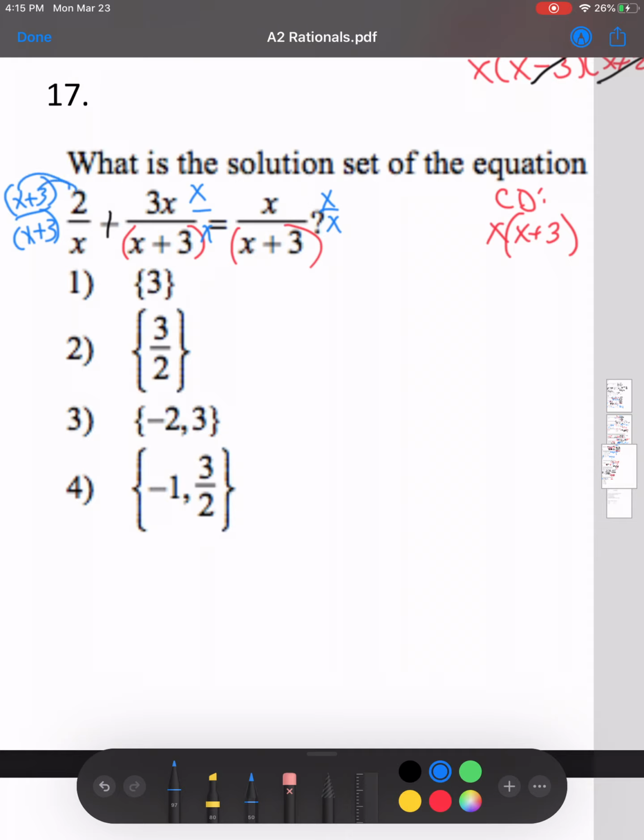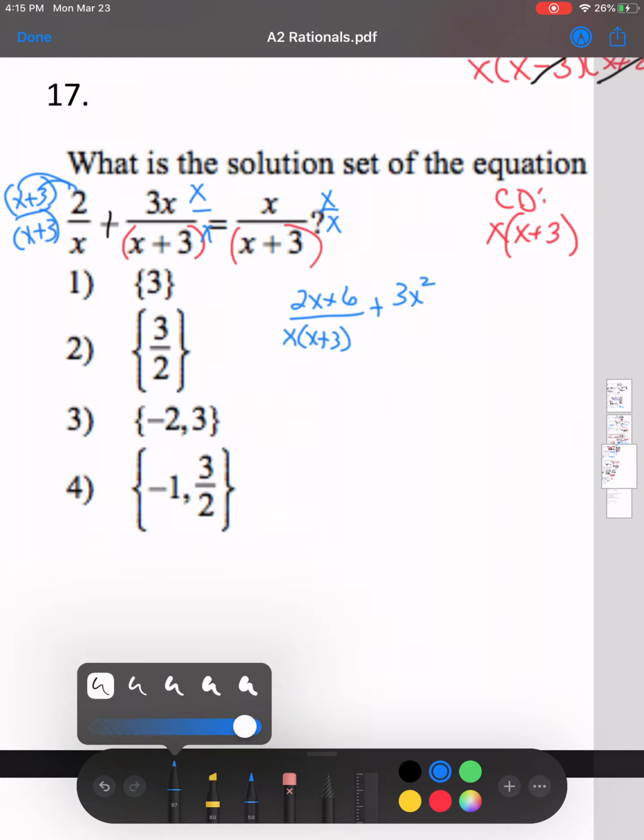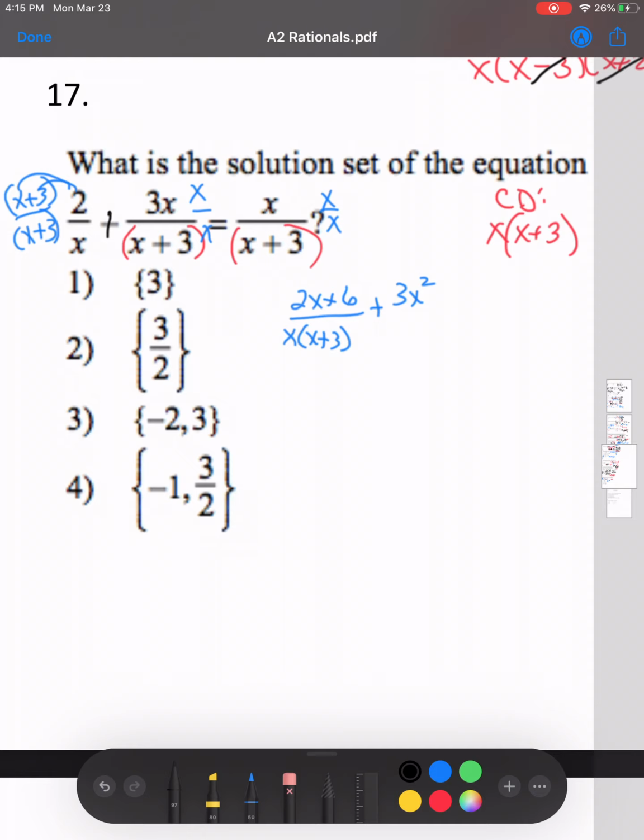Distribute the 2, so we get 2x plus 6 over our common denominator. Then we get 3x squared. Uh-oh, is that a minus sign that I forgot to distribute? Yes, it was. All right. Sorry, guys, that was a subtraction problem. I totally blew it. Change it to addition. Distribute your negative.